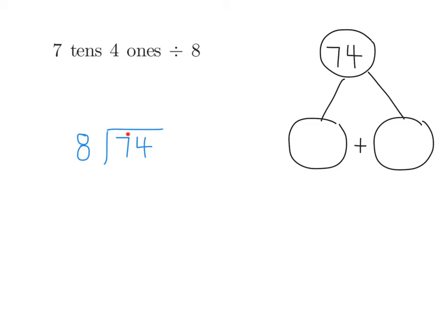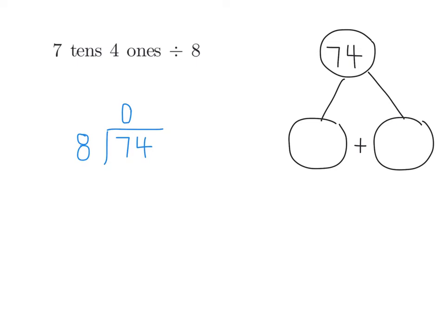Picture a place value chart in your mind right now. If you have 7 discs in the tens column, could you split it equally into 8 equal groups? No, you can't. You don't have enough. So we can think, how many tens could I put into each group? 0 of them. So what I have then is 74 ones. I would take all 7 of those tens and regroup them and turn them into 70 ones and add it to the 4 ones I already have, so that's 74.